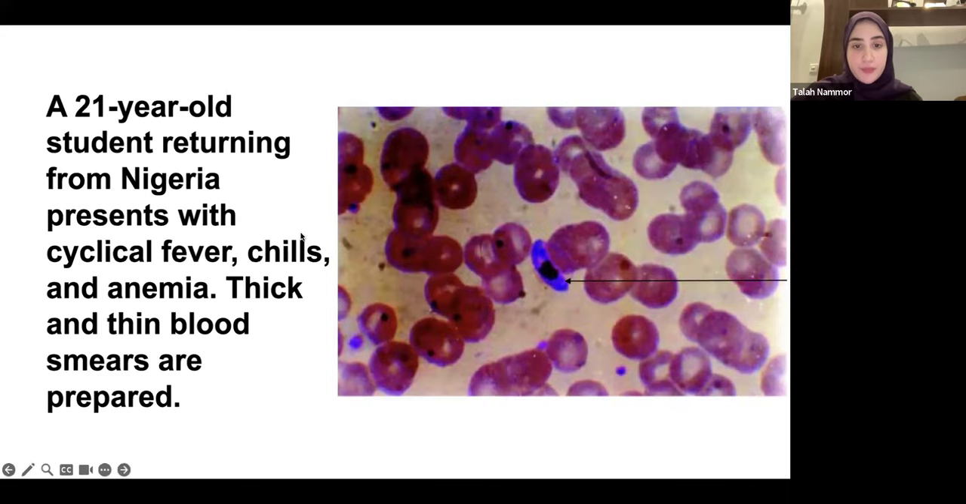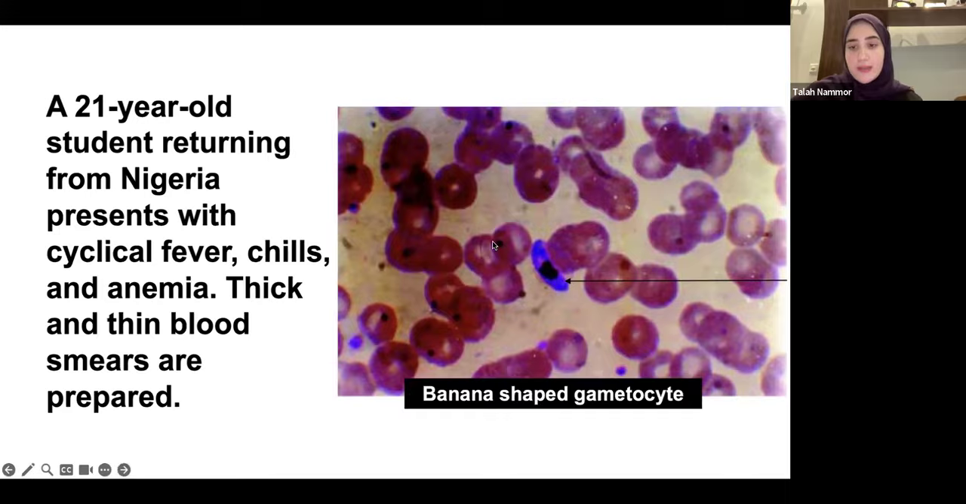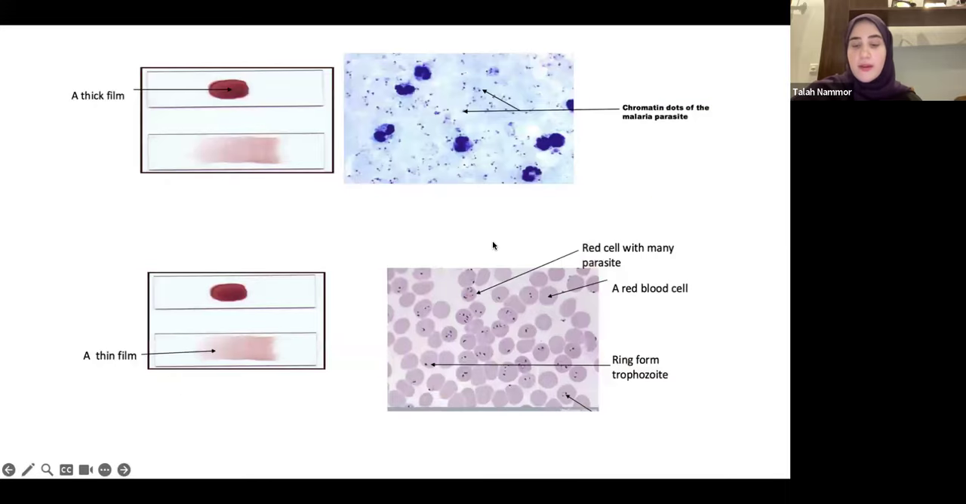Okay, clear? So banana shaped gametocytes we think of malaria plasma. It's not necessary to read this, but usually, guys, malaria presents with chills, fever, non-specific symptoms. So we have here a thick film and a thin film.